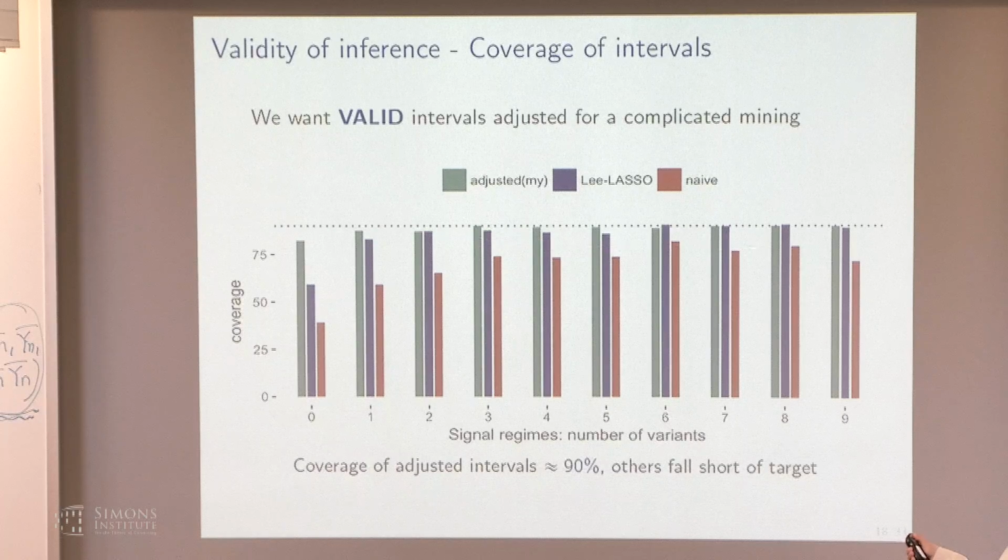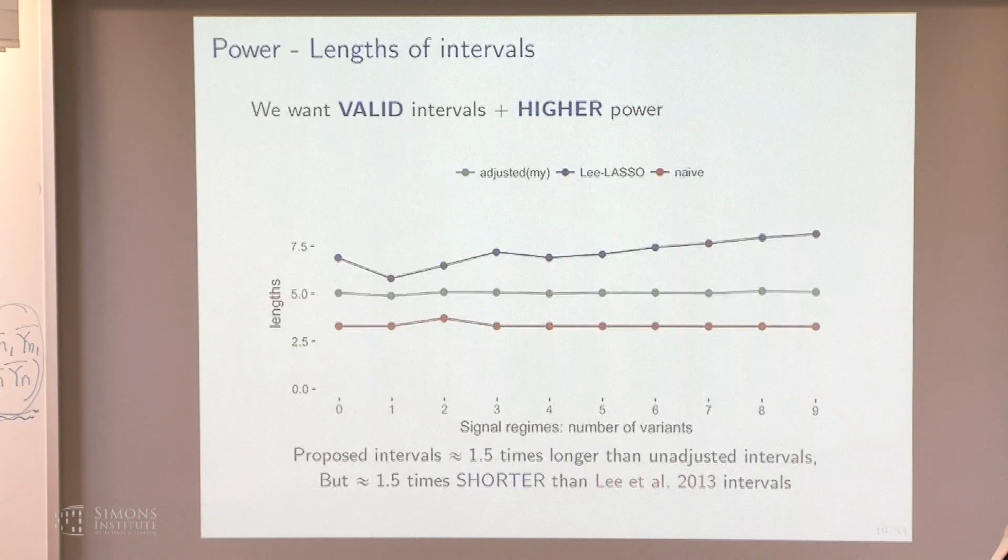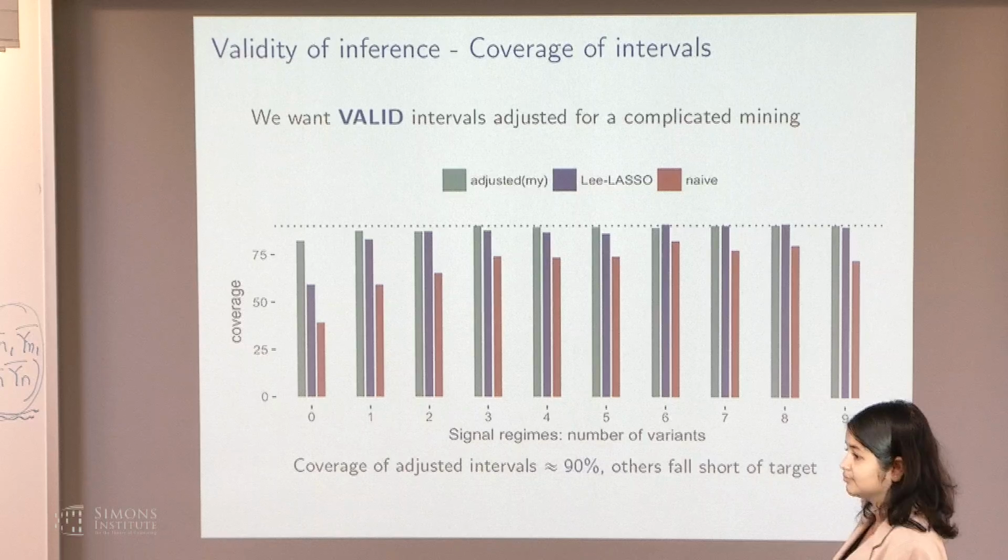Whereas this approximation method that I implemented is adjusting for this hierarchical mining, both the screening of eGenes and eVariants, so it's giving valid coverage guarantees. Can you go back? Yes. Sorry. So you're saying it gives valid coverage guarantees, but yes. If I look at the 0 column?